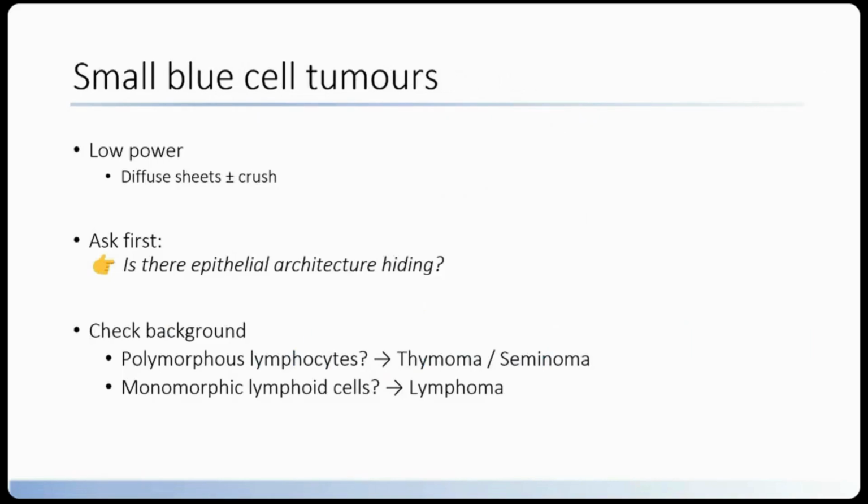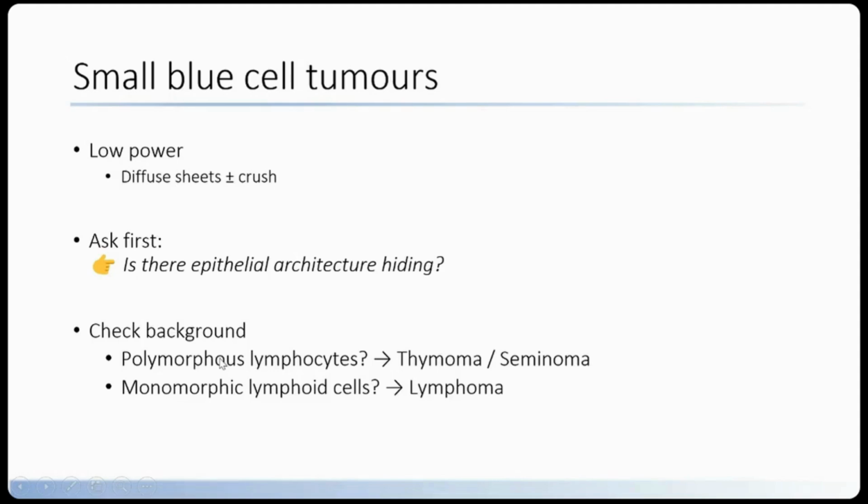So if we think first of all about small blue cell tumors, what are we going to see at low power? It's going to be diffuse sheets of cells, often with quite a lot of crush artifact. The things we're going to be thinking about are thymoma, seminoma, and lymphoma, which would be the most common. But the really important question to ask is, yes, we may see a large number of lymphocytes, but are there epithelial cells hiding in the background?